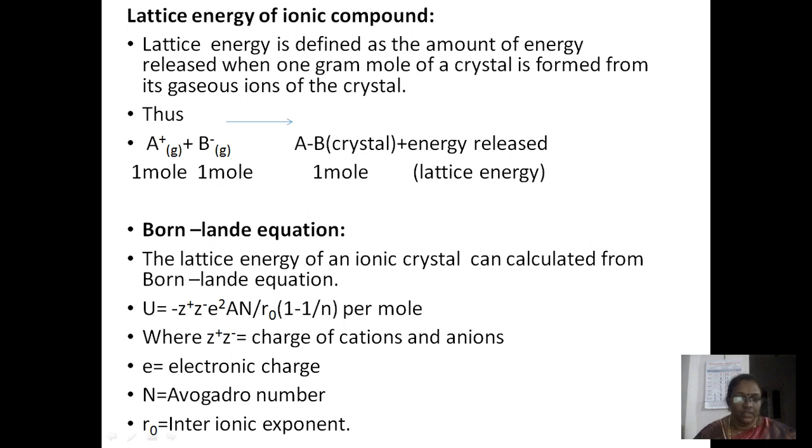Now we will see about the Born-Landé equation. The lattice energy of an ionic crystal can be calculated from the Born-Landé equation, that is U equals minus Z plus Z minus e squared A N divided by r naught into 1 minus 1 by n per mole, where Z plus and Z minus are the charges of the cation and anion, e is the electronic charge, N is Avogadro's number, and r naught in this equation is the interionic distance, and n is the Born exponent.